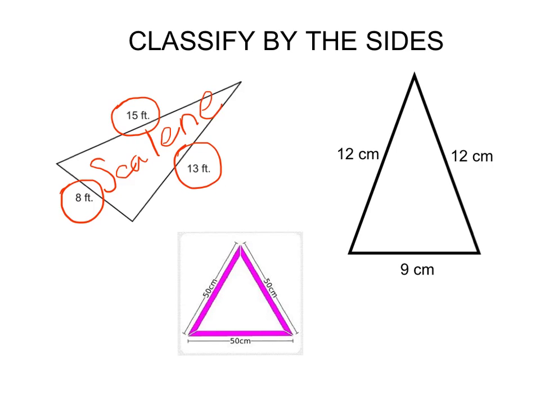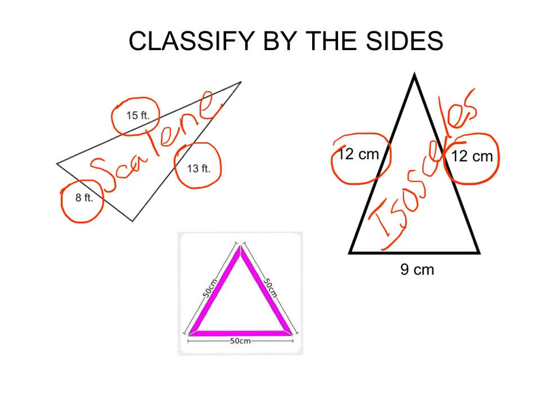All sides are different. Over here on the right, I've got two sides that are the same. So I've identified my two sides, and I will classify this as isosceles, where two sides are the same. My third one, I have three sides that are the same, so I will classify this as equilateral.